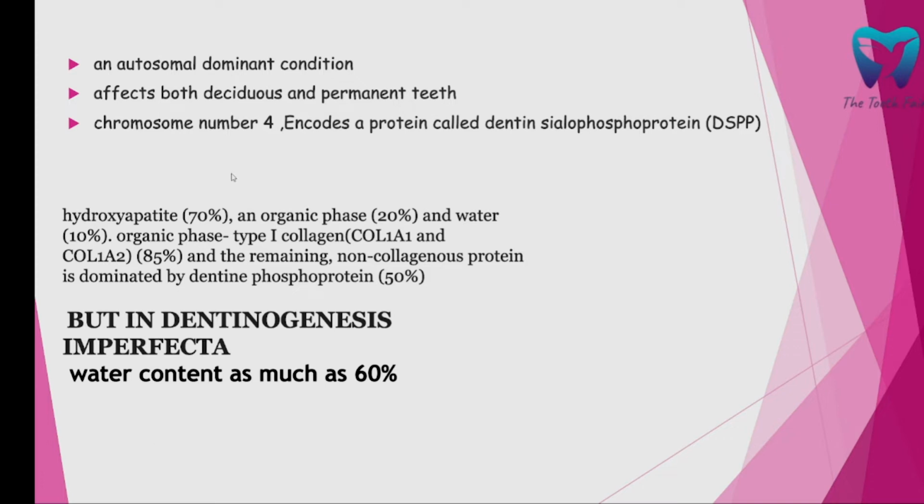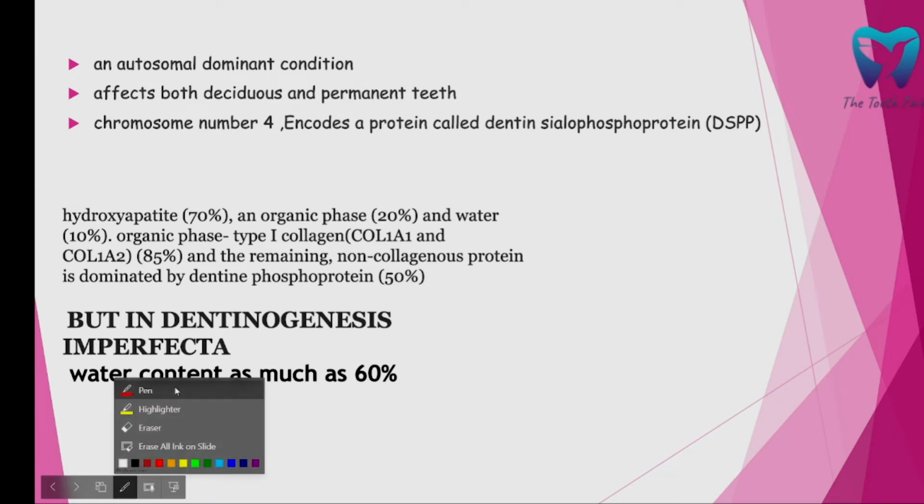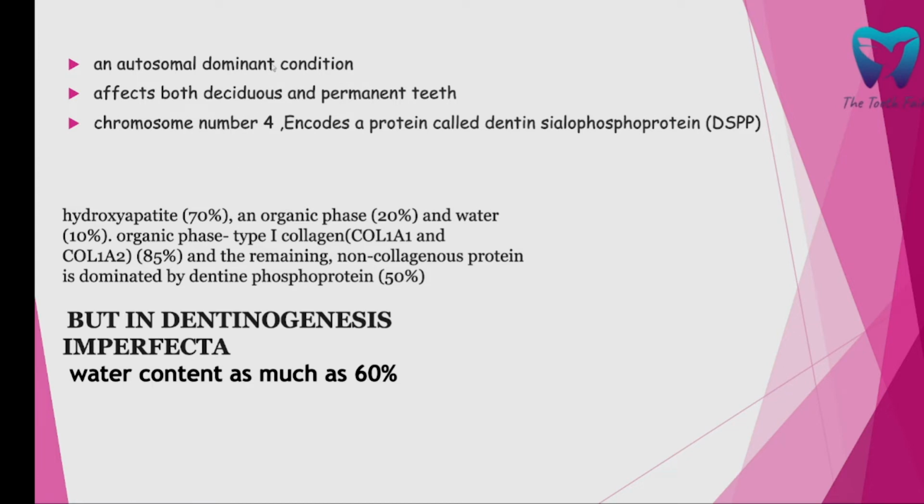Now, if we look at the inheritance pattern, it is an autosomal dominant condition. While in amelogenesis imperfecta, it was autosomal dominant, autosomal recessive, X-linked, and sporadic cases. So, the word dentinogenesis starts with the alphabet D, so dominant, maybe DRM. That's going to affect both the primary and permanent teeth. The main problem is with the protein called dentine sialophosphoprotein, which is present on chromosome number 4.